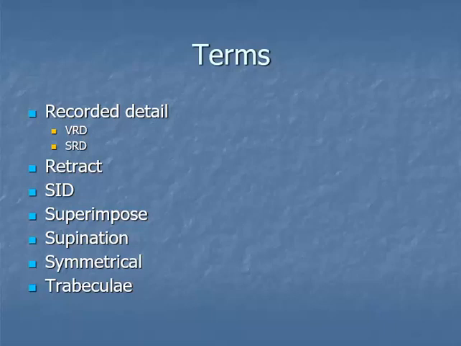Retraction, we just talked about. SID, you know what that is. Superimposition, you know what that is. Supination, we talked about that. Symmetry means even on both sides. Trabecula are just those little spiderweb looking bony markings in extremity work.